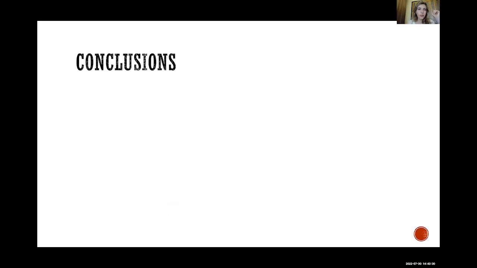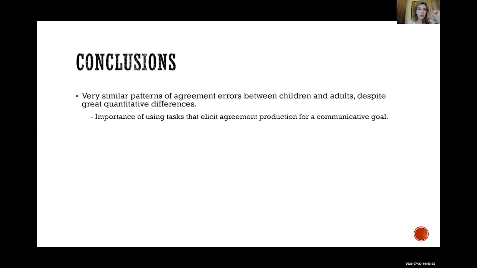So, conclusions. Overall, we see very similar patterns of agreement errors between children and adults, even though children make quantitatively a lot more errors than adults. This brings up the importance of using a task that elicits agreement production for a communicative purpose in children, as opposed to having them repeat structures, which they may have to memorize instead of really generating those structures for the purpose of communicating a message.